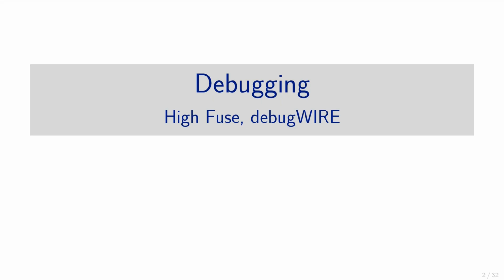Welcome back. In this chapter we will talk about the high fuse that we somehow avoided for most of the times. Probably from all the fuses, this one has the highest potential of making the ATmega unusable, so we have to be extra careful. What will we get in return? In return, we will get the option to debug the user program, and in this chapter we will see how to do that.